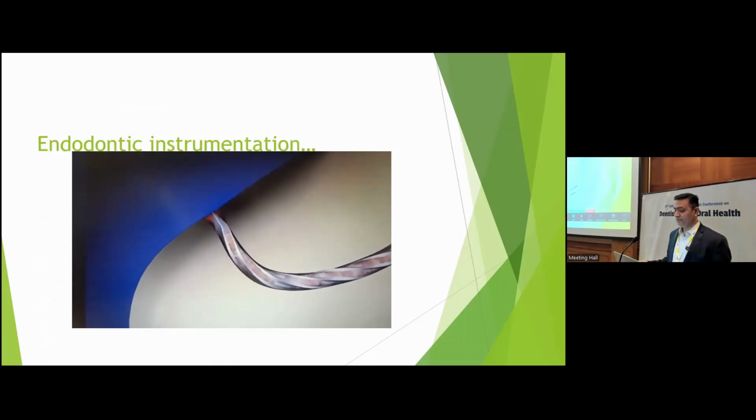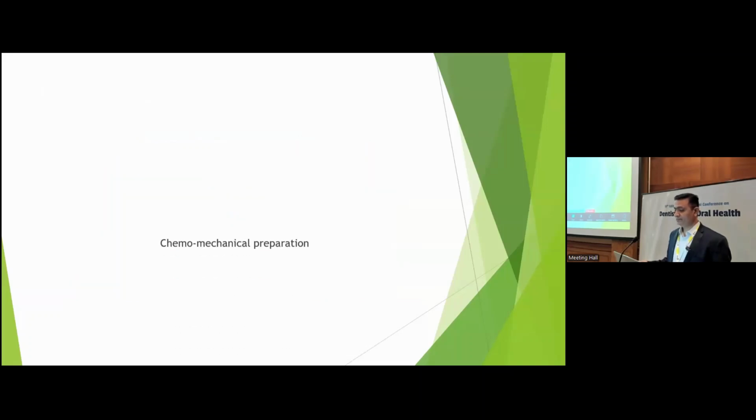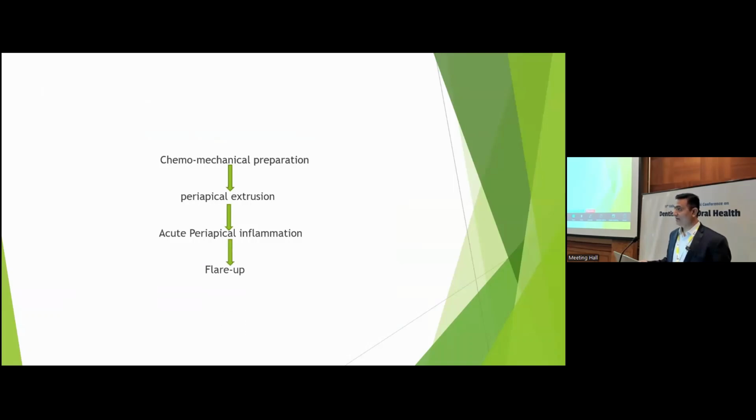This is the instrumentation in the periapical region causing severe extrusion to the apex when you start with the instrumentation. So there will be disbalance in the periapex. Chemo-mechanical preparation leads to periapical extrusion, leading to acute periapical inflammation, which leads to flare-up.